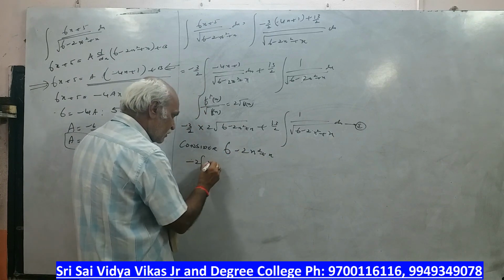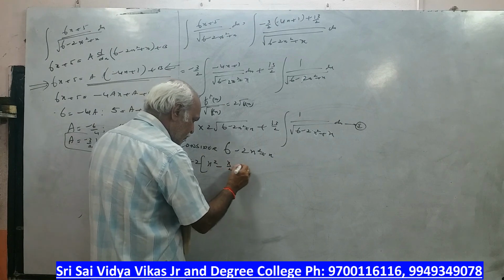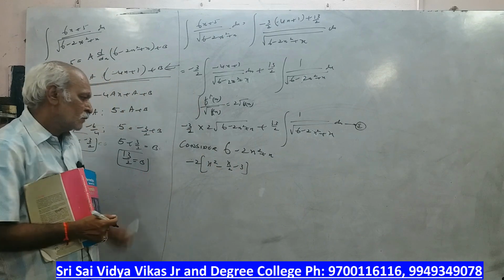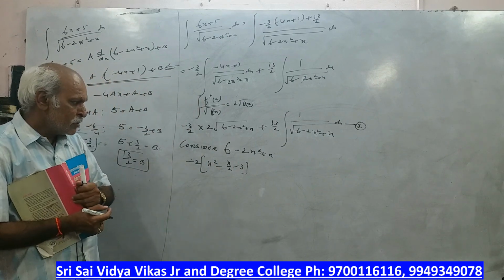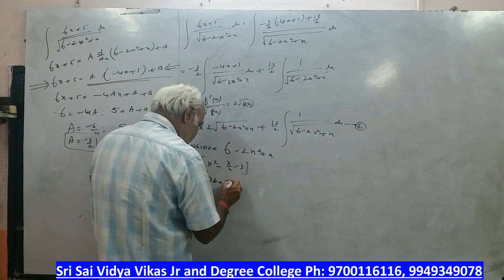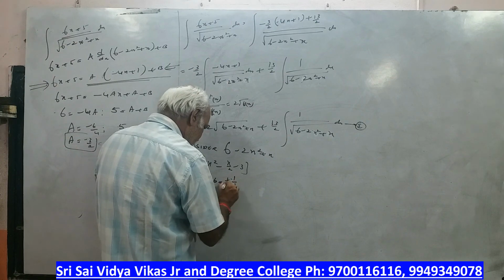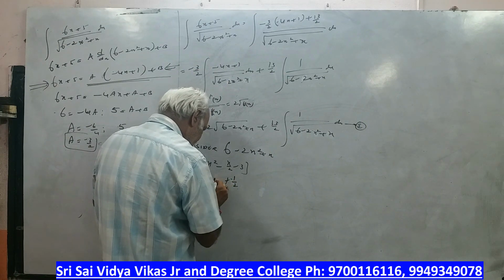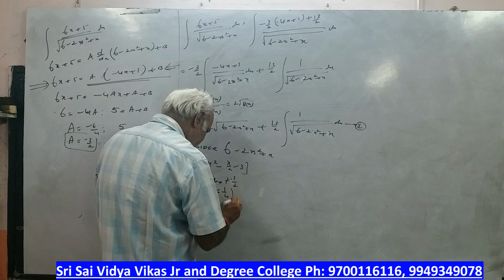Minus 2 common: x square minus x by 2 minus 3. So I have taken minus 2 common. Again, minus 2b is equal to minus 1 by 2. Minus minus will get cancelled. b is equal to 1 by 4.